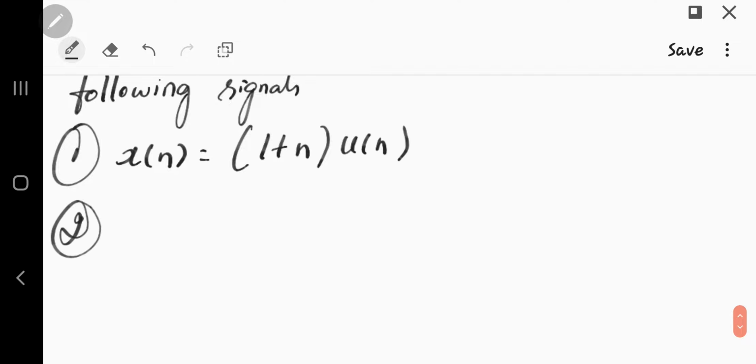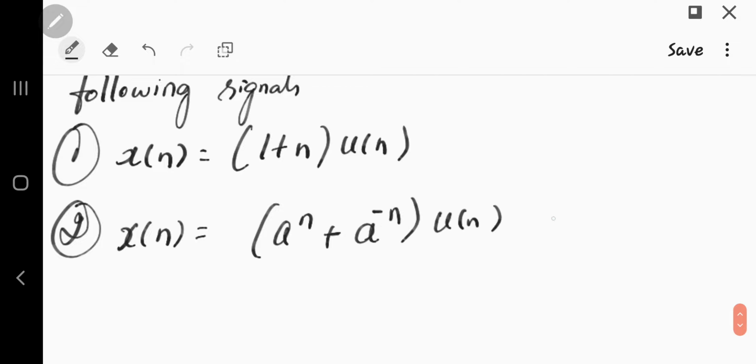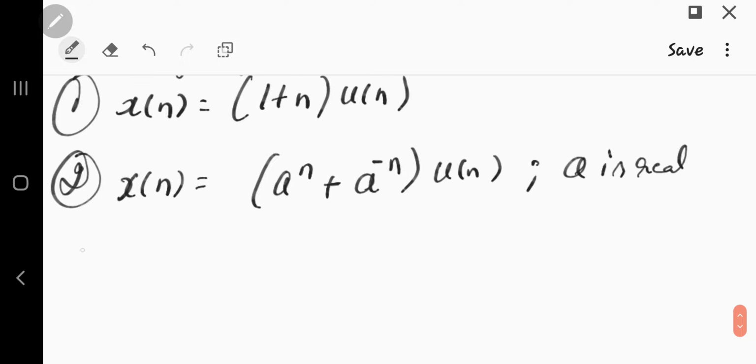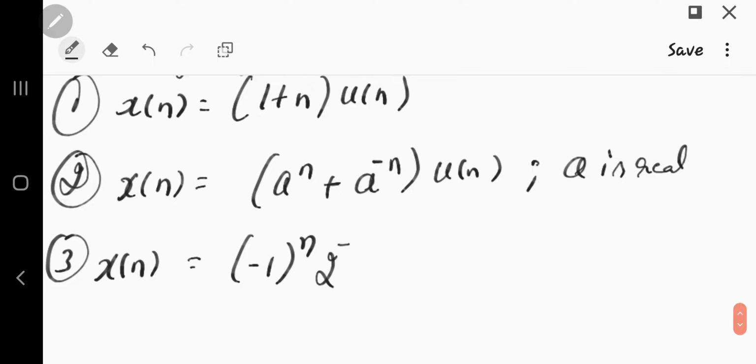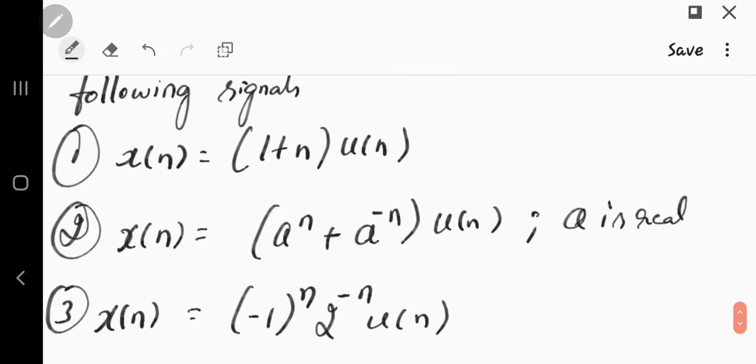You have to find the Z transform and you have to locate the ROC. And the second one is x of n is equal to a to the power of n plus a to the power of minus n into u of n, where a is real. Third one, x of n is equal to minus 1 to the power of n, 2 to the power of minus n into u of n. So I just want you to try these three problems and try to determine the ROC for that.